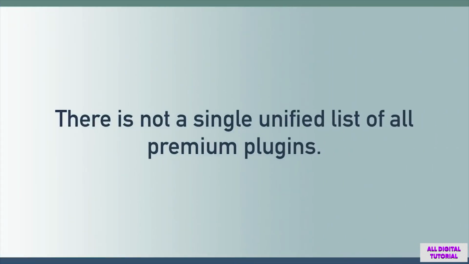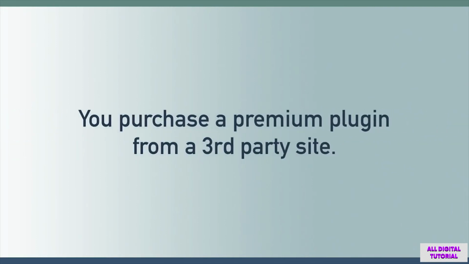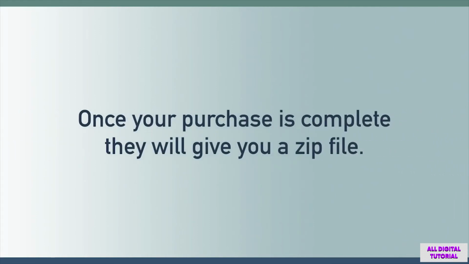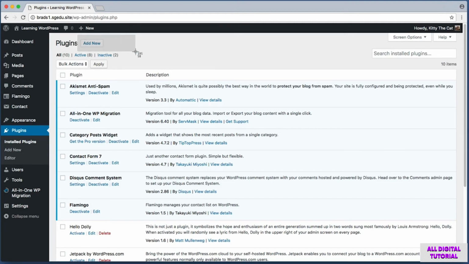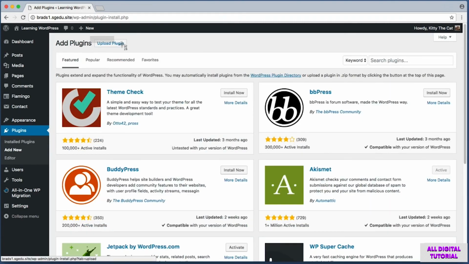Well, there is not a single unified list of all premium plugins. Instead, they are scattered throughout the web, each with their own website. You purchase a premium plugin through an external third-party website. And once your purchase order is complete, you'll be given a zip file which contains the plugin. You save that zip file to your computer, and then back in your WordPress admin dashboard, if you click on plugins in the left-hand sidebar, and then click on add new, now you can leverage this Upload Plugin button. So when you click on that button, then you simply select the zip file that you were given from the publisher of the premium plugin that you purchased.